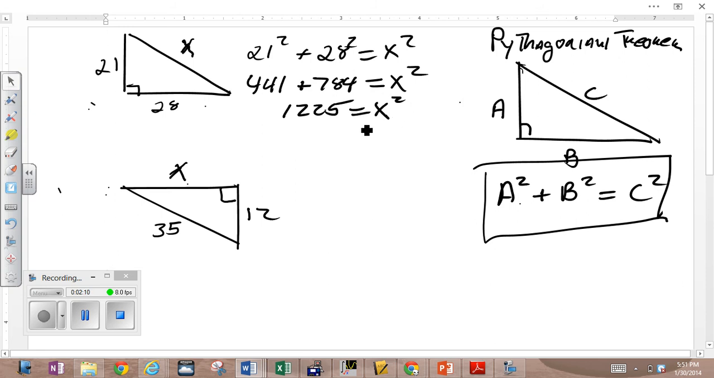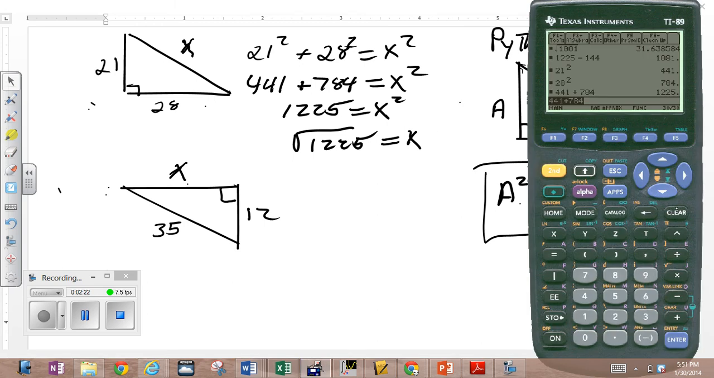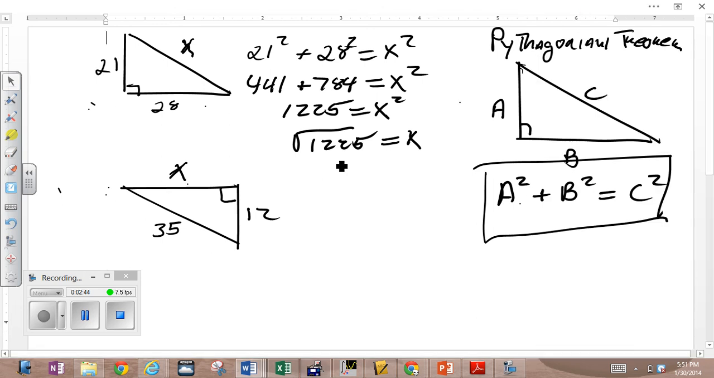Now I don't want x squared, I want x, so I have to take the square root of 1,225. I'm going to ask my calculator that. Here's my square root symbol, it's the secondary key, so second square root of. A nice thing with the TI-85 or TI-89, I can go back and grab that number, enter it, put the parenthesis around it to close it, and lo and behold, I get x equals 35.